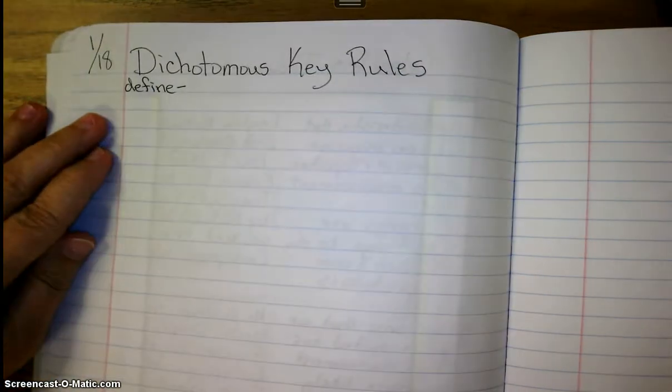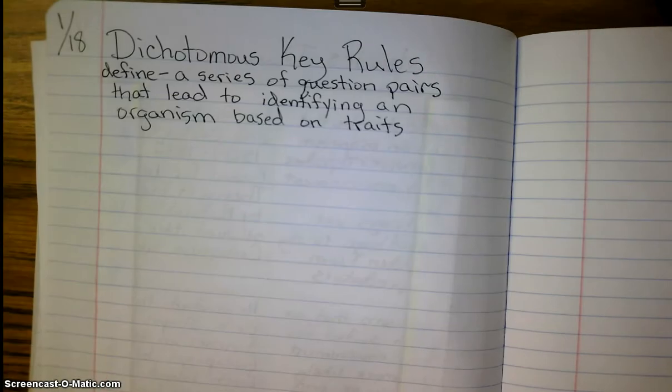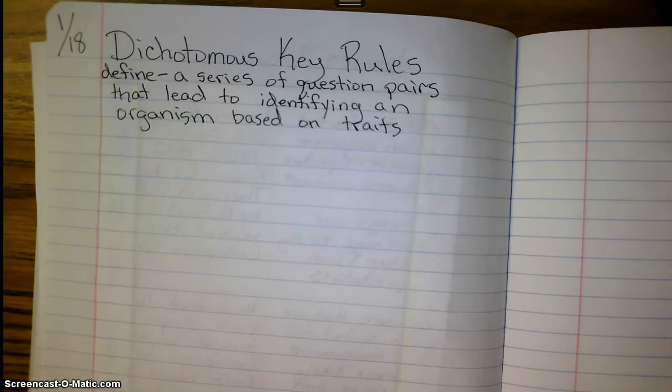And we define a dichotomous key as a series of question pairs that lead to identifying an organism based on traits. Now, those traits are usually external, meaning on the outside, things that you can see, but not always. Sometimes they're internal. But most of the time, they're things that we can see on the outside, because most of the time on a dichotomous key, they give you a picture of the organism, or they give you a part, like a leaf from the tree, to help you identify that organism. It might be a footprint from the organism, whatever it happens to be.